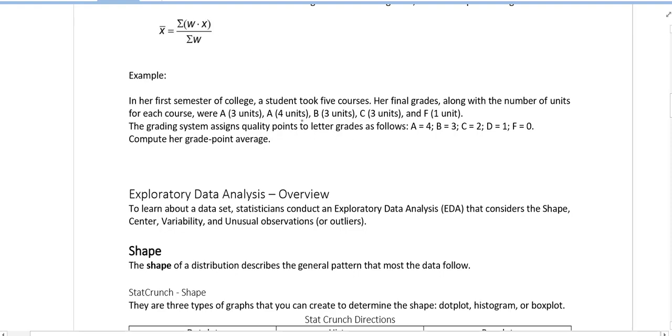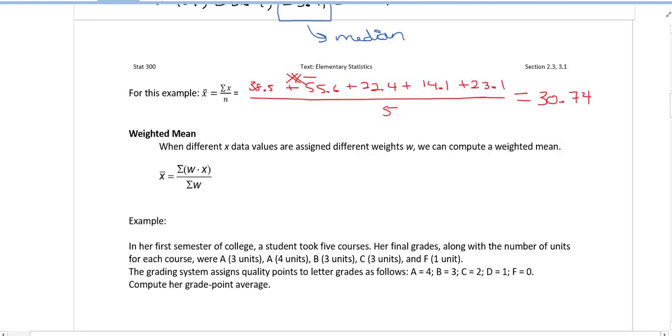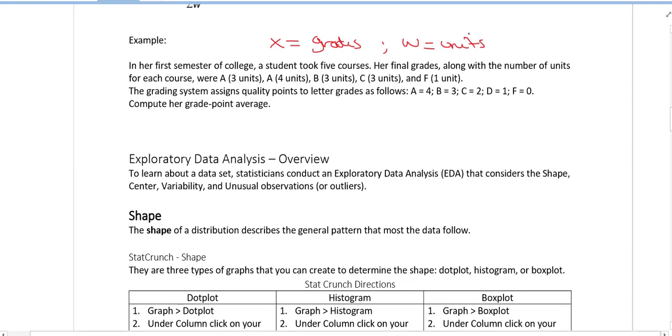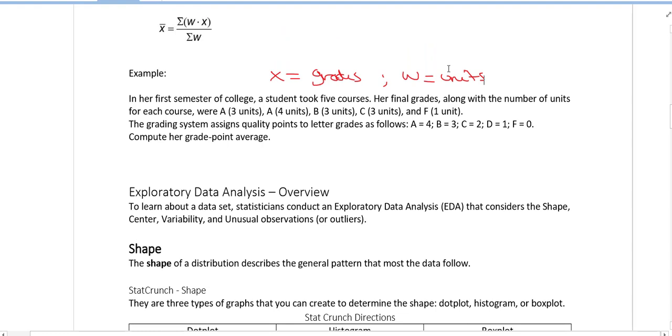So the data values are the grades, right? So then our x's, sorry, not sure what happened there. So our data samples are the grades. So x is the grade that she got. And so that means that the weight is going to be the units. Right? The weight of each class is how many units it is.